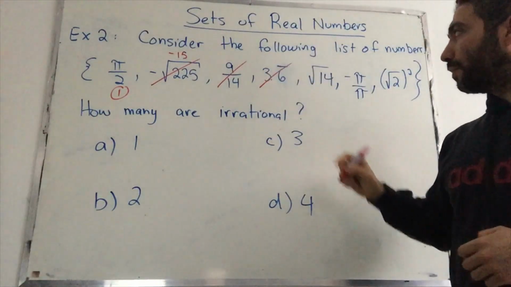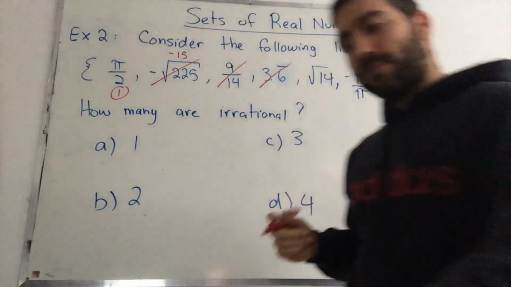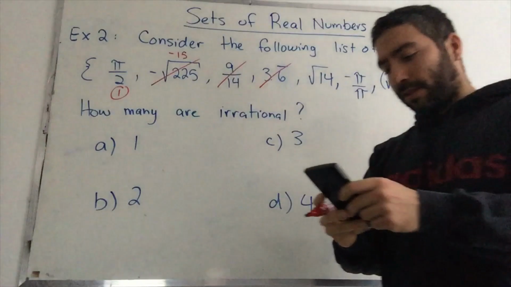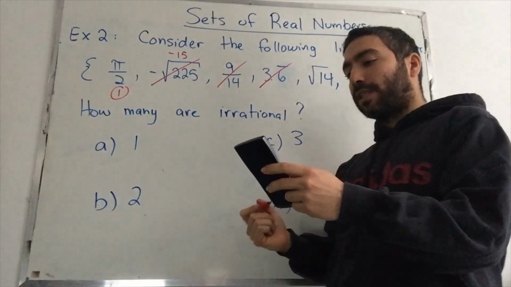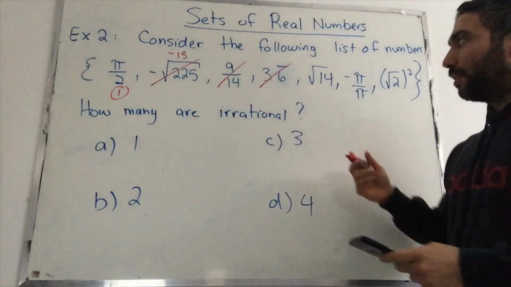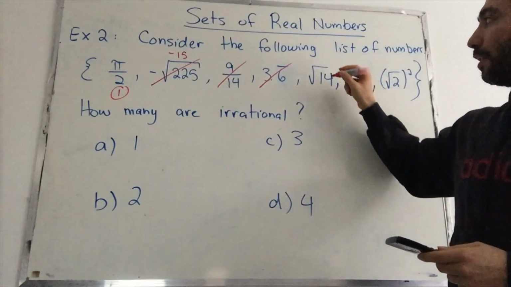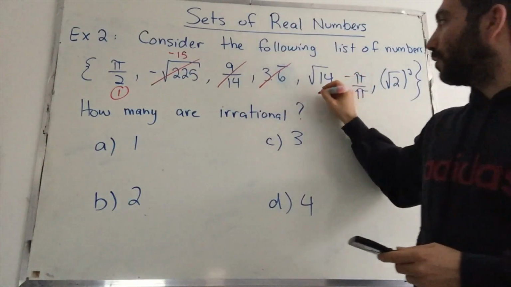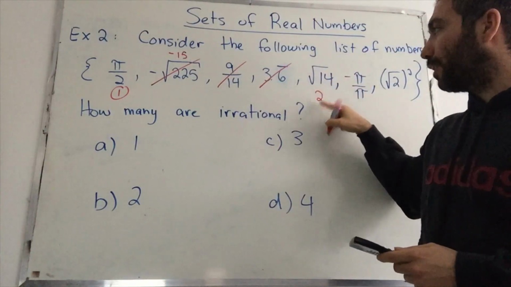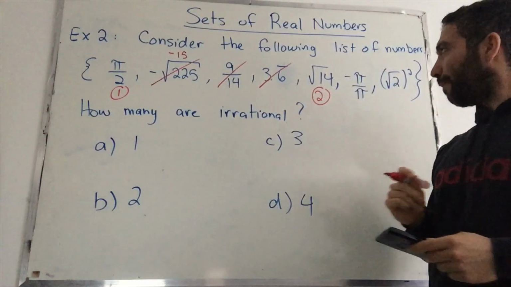That's rational. Square root of 14, let's check. Square root of 14, it's non-repeating. 3.7416577387. So this is a non-terminating, non-repeating decimal. Therefore it's irrational. This is our second.